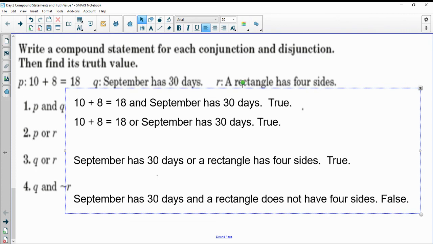Okay. So that's what you're working on tonight. There are 8 sentences like this. And there are some more of those Venn diagrams to practice. So enjoy your weekend and turn this in as soon as you're done.